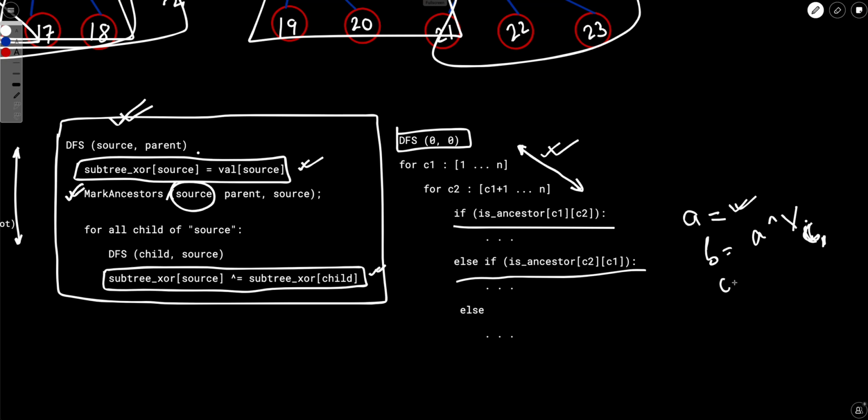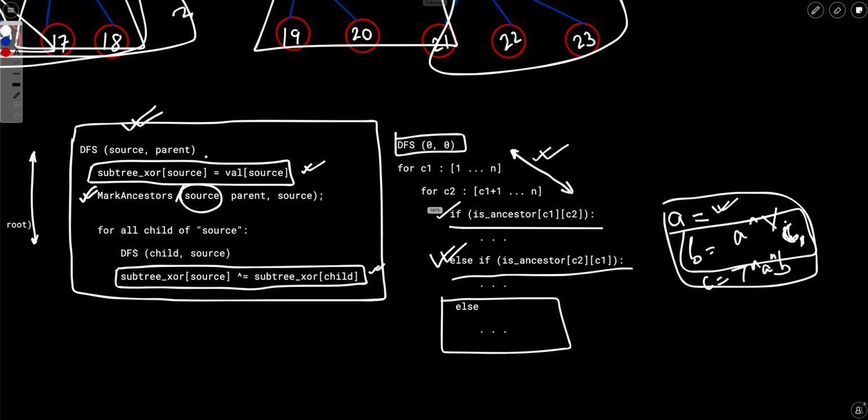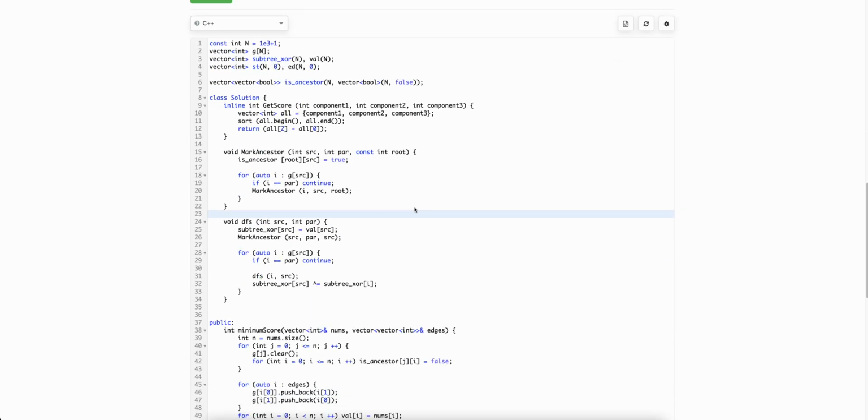And C would be total XOR A XOR B. Okay, so after this you will just find out the score. Either they're ancestor of each other, like either of this case, you will XOR the value of A with the value of the node of B, and if both the cases are not true, you will do just the XOR. So let's just quickly look at the code to make it more clear.